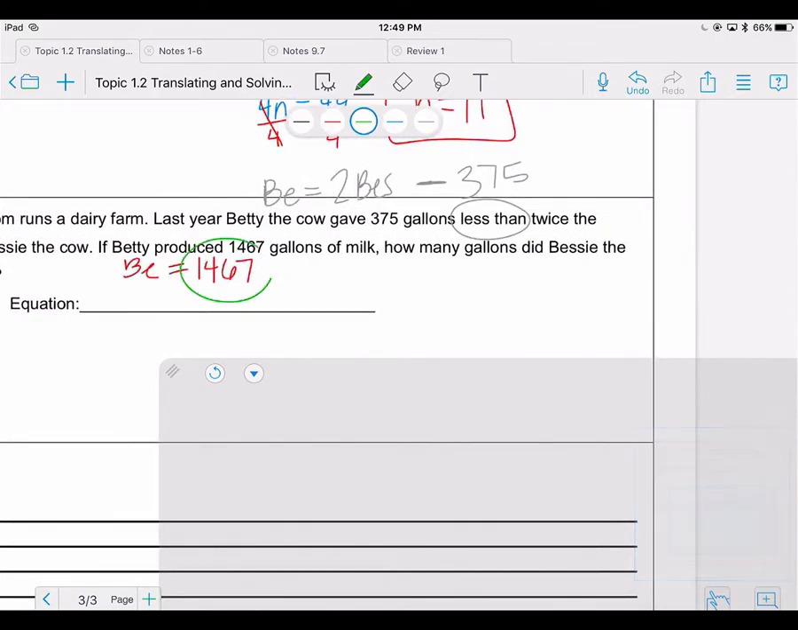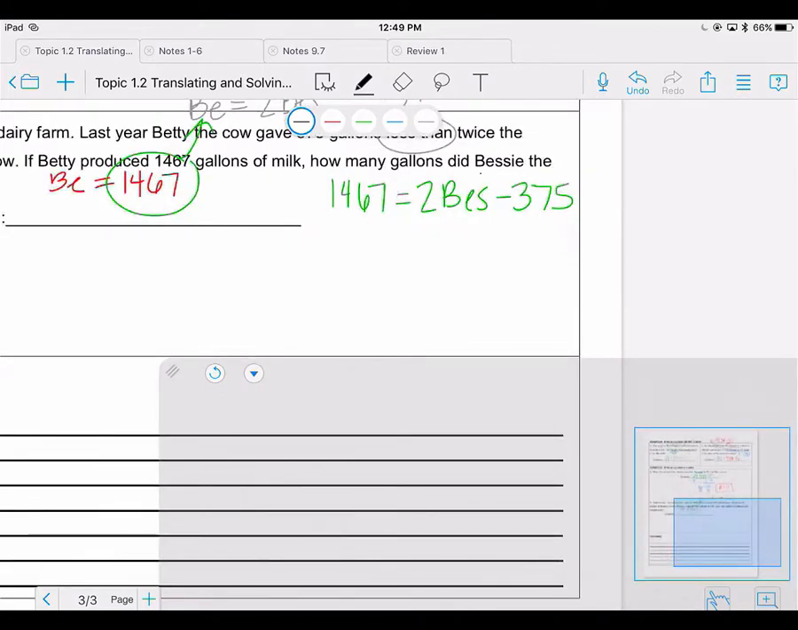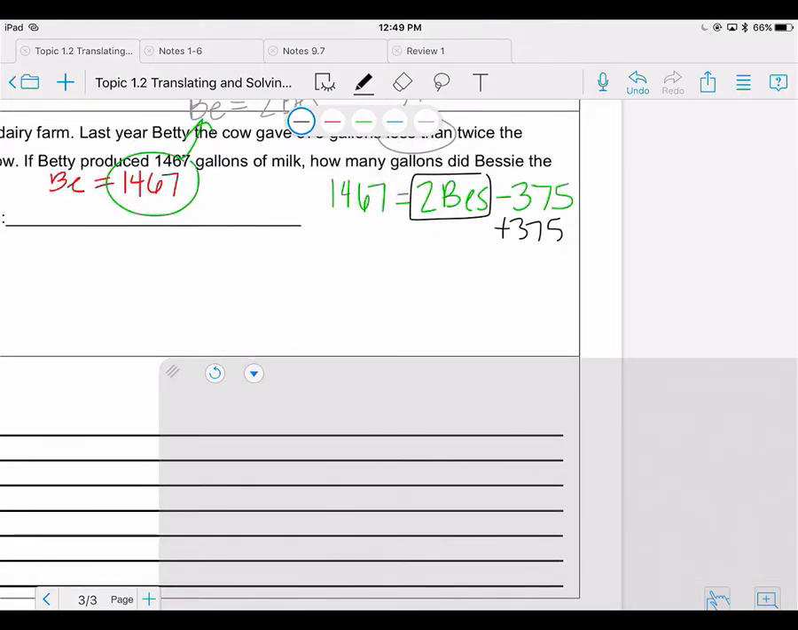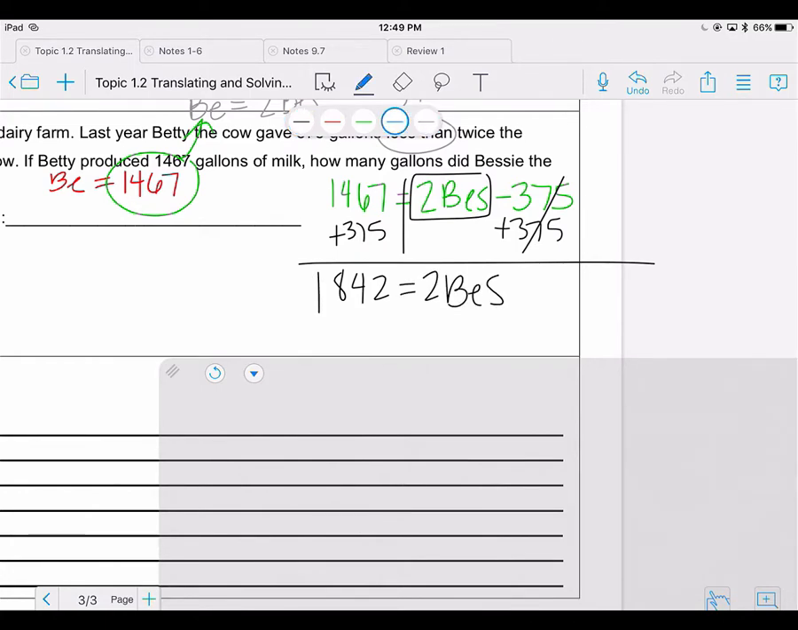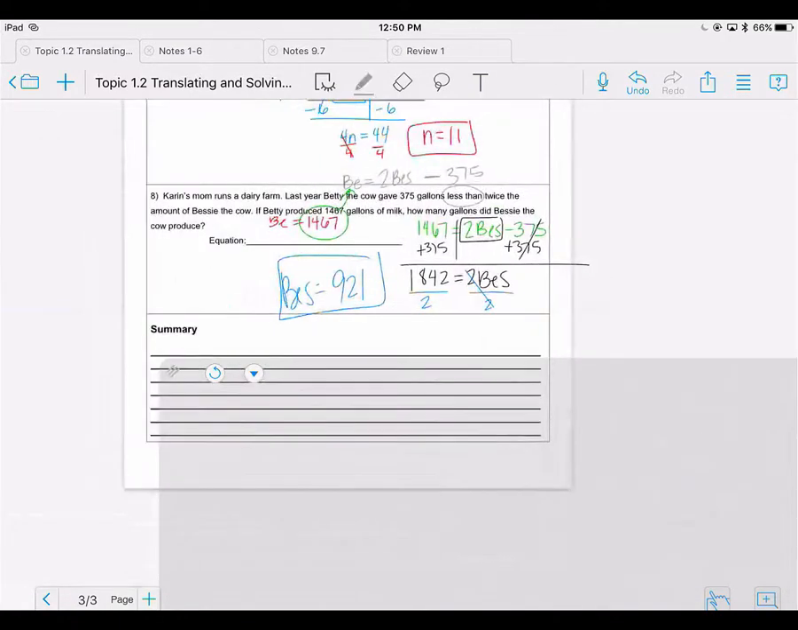So for my final equation, instead of writing Betty, I'm going to write the number for Betty. So 1467 equals 2 Bessies minus 375. To solve, I box my variable, do the opposite. So 1842 equals 2 Bessies. And then divide both sides by 2. So Bessie would equal 921.